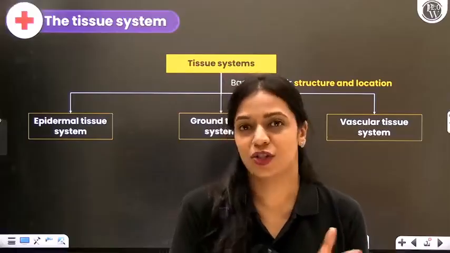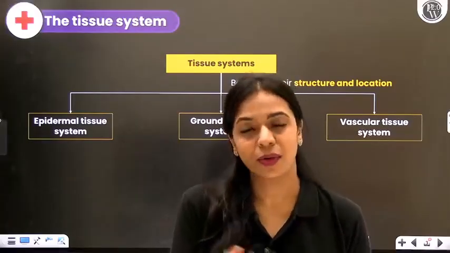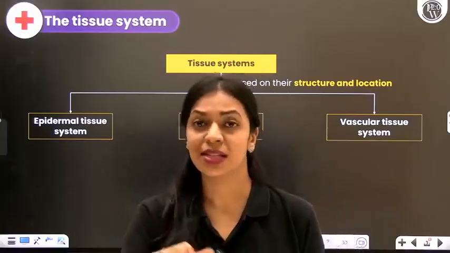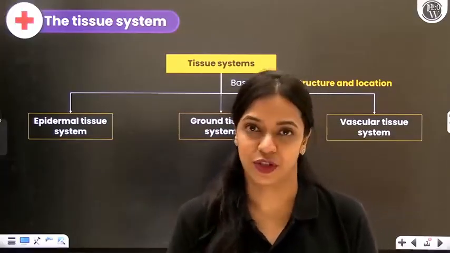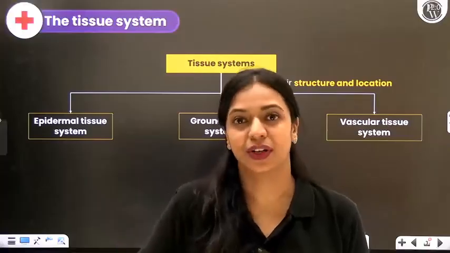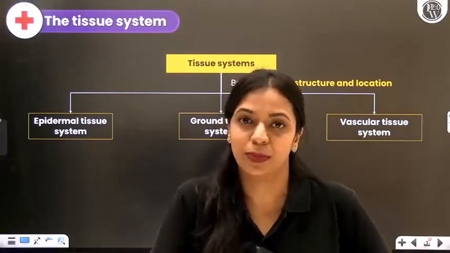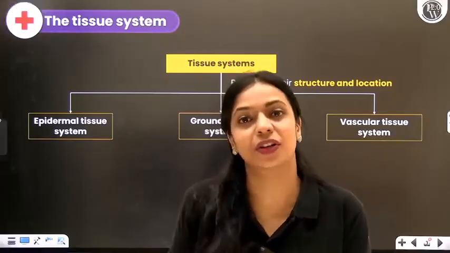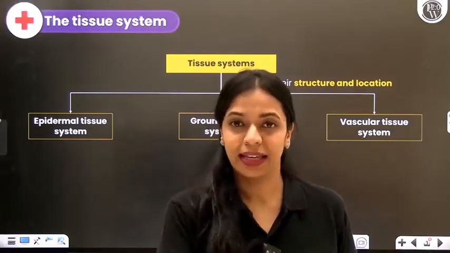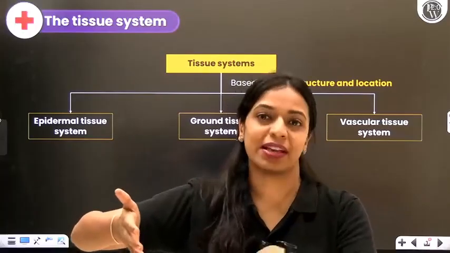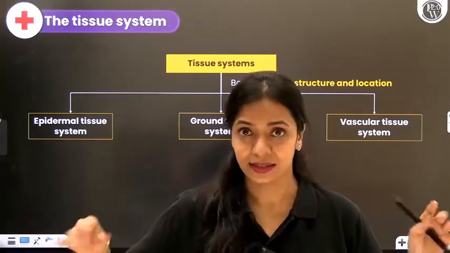Now, let's talk about the ground tissue system. Ground tissue system, you can think about it in similar lines with connective tissue. Where is connective tissue present in our body? It's connecting the different organs together. It's making sure that when you jump, your stomach does not come to your lungs, right? So it's keeping everything in place and it's connecting different tissues together. Very similarly, even over here, in between the epidermal tissue system and the vascular tissue system, whatever else is there, that is your ground tissue system.